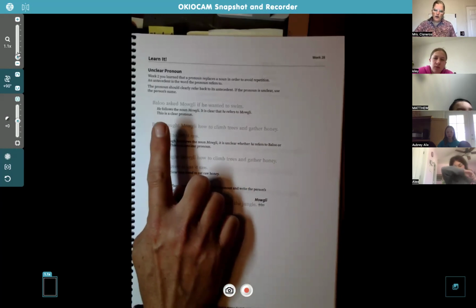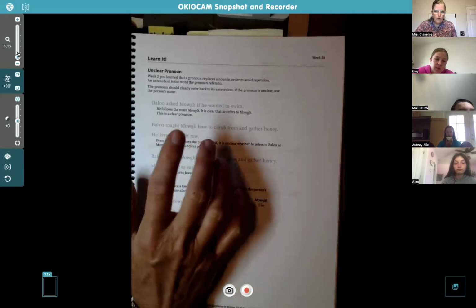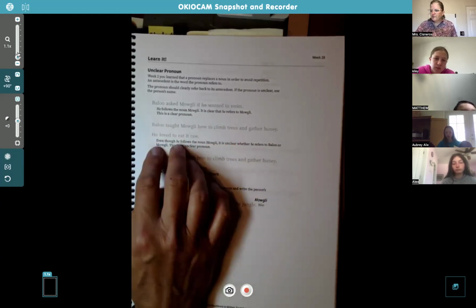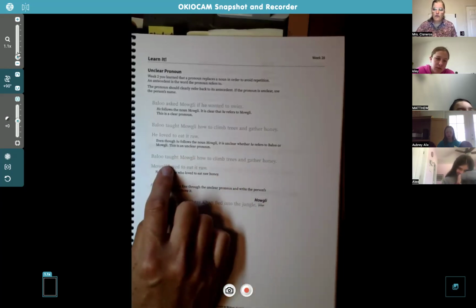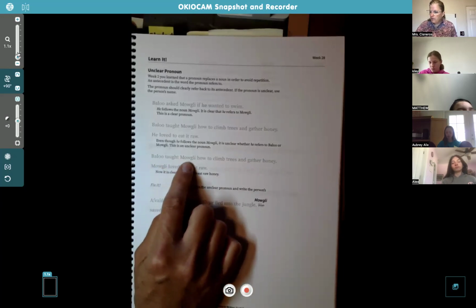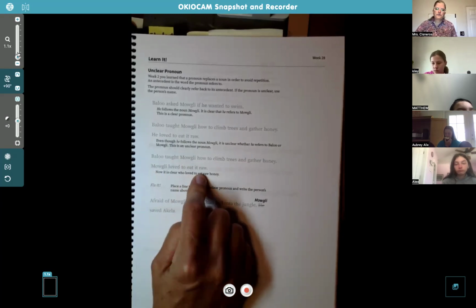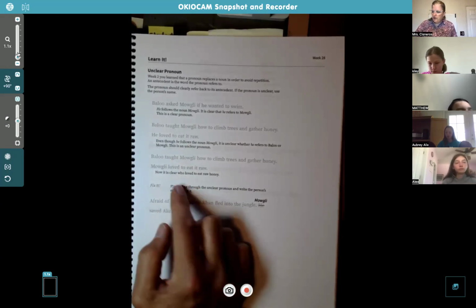So sometimes when you're talking about two of the same gender, two boys or two girls, and then later you refer to them as he or she, that's where it gets a little unclear and confusing. This is how they recommend you solve that problem. Baloo taught Mowgli how to climb trees and gather honey. Mowgli loved to eat it raw. Now it's clear. If you have two characters and you're referring back to one of them and they both happen to be male or female, you just plug their name in there.